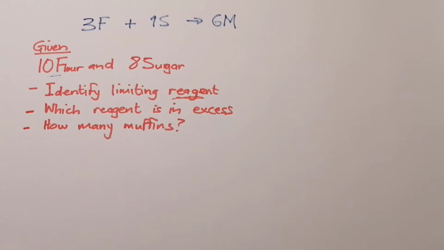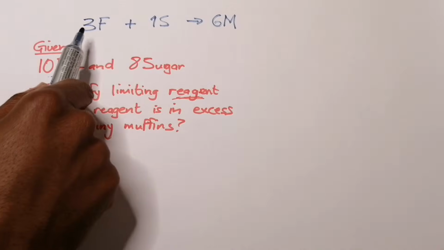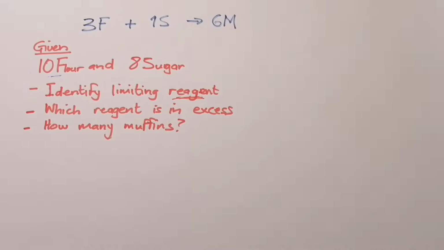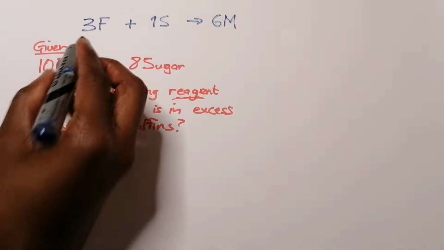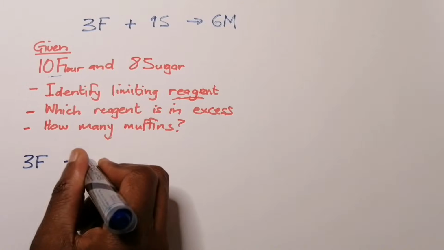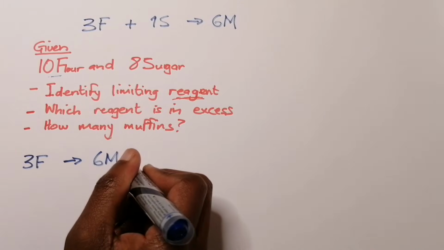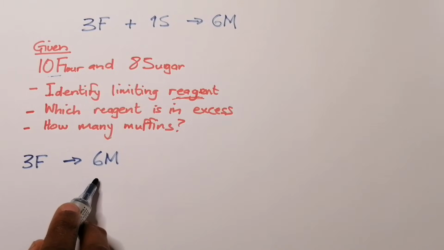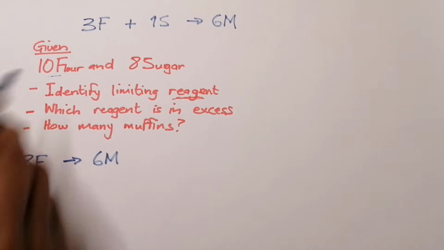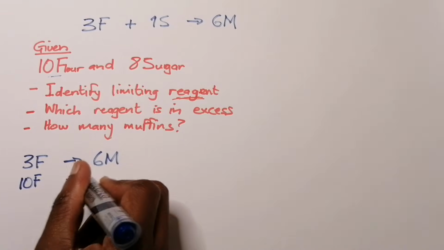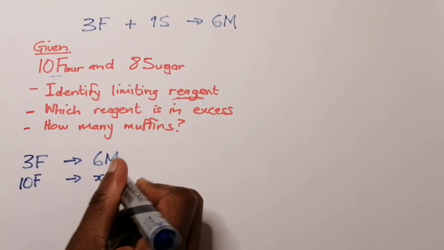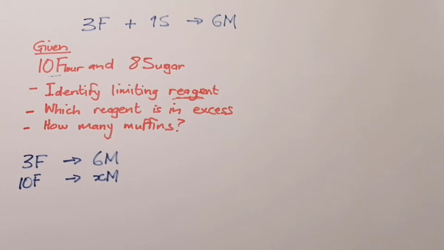I just am making an assumption and I want to find out and test, right? So I'm going to say to myself, all right, let's check with the flour. If I use 3 cups of flour, remember that's from my formula, I always start there, I will produce 6 muffins, okay? Now my question is, if I use all the 10 cups of flour, how many muffins are we going to produce? Can you see that?